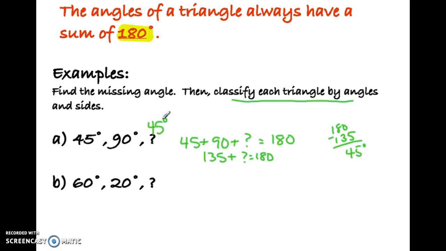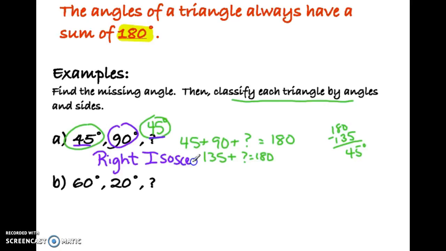So notice, we have 2 45-degree angles here, 45, 45, and then we have a 90-degree angle. So when you're classifying it by angles, it has exactly one right angle, so it's going to be a right triangle. When you're classifying it by sides, even though we don't see a picture, we know that the sides opposite these 45-degree angles are going to match. So we're going to call it a right isosceles triangle.